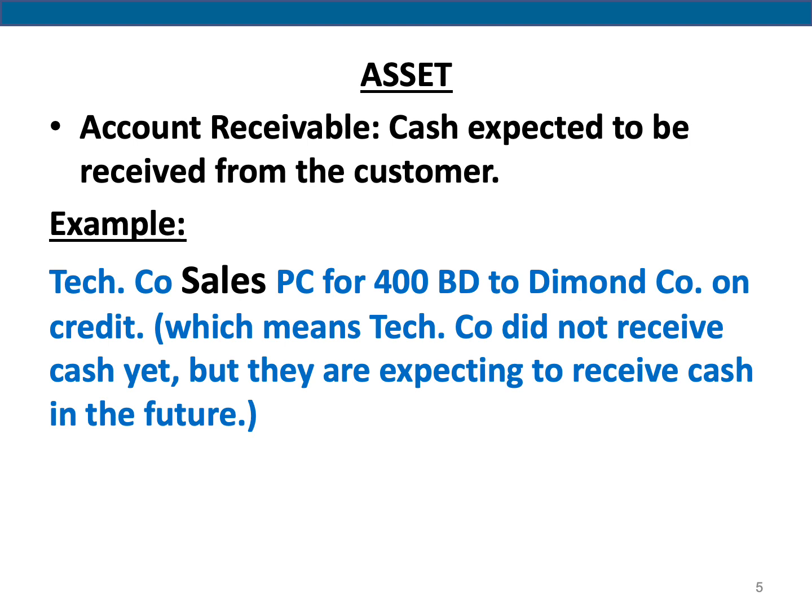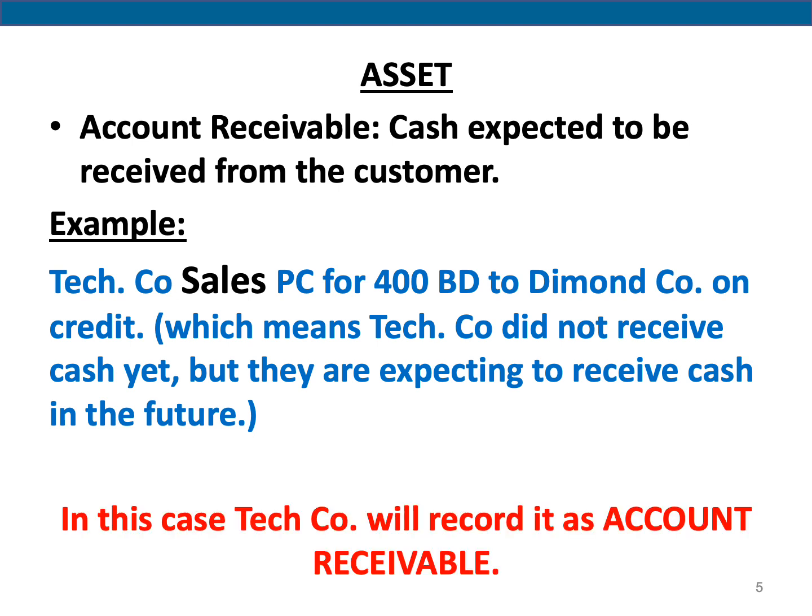What do I mean by on credit? On credit means that Tech Company did not receive the cash yet from Diamond Company. They did not receive the cash, but they are expecting to receive it in the future. So in this case, Tech Company will record it as an account receivable. Accounts receivable means that the company did a sales transaction on credit, so they did not receive the cash yet from the customer, but they are expecting to receive it in the future. Therefore, we are going to record it as an account receivable.